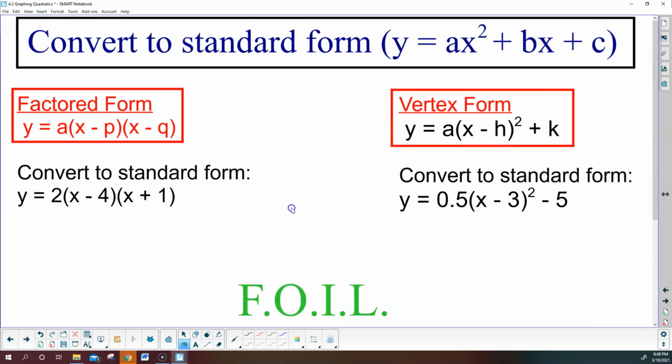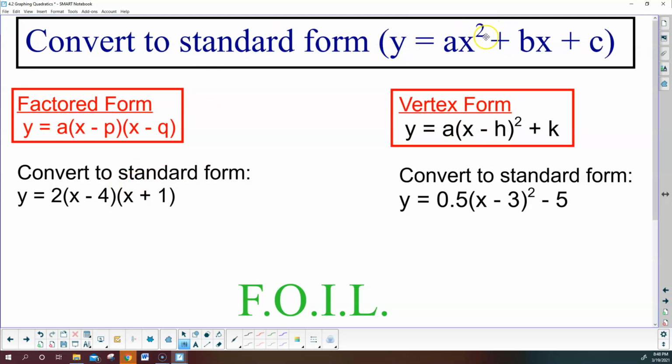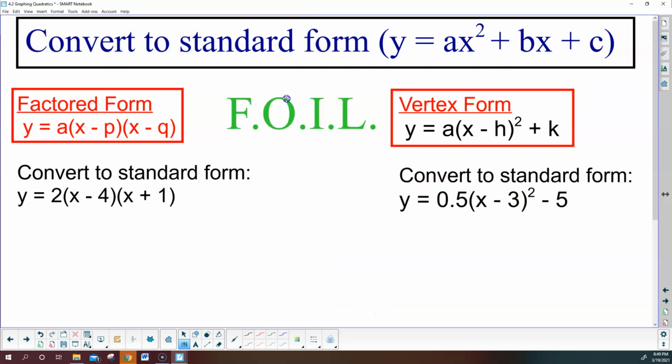All right, last slide. Now, we've been working with factored form, vertex form, and graphing. We started this unit by factoring standard forms, taking something and turning it into factored form or vertex form. Well, how do we go the opposite way? The key is to use our algebra friend FOIL. Let's look at this really quick.